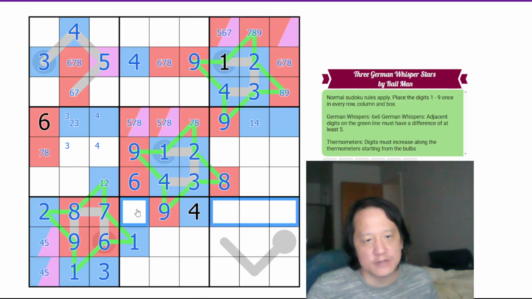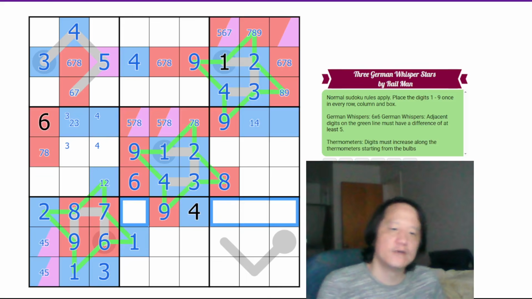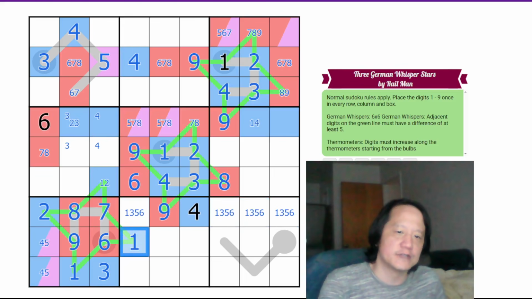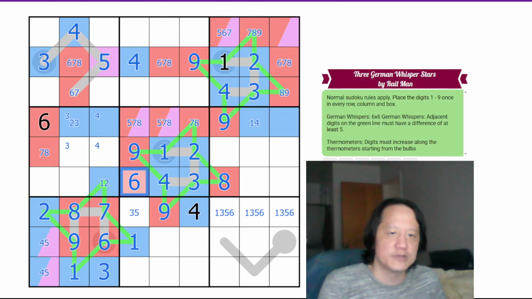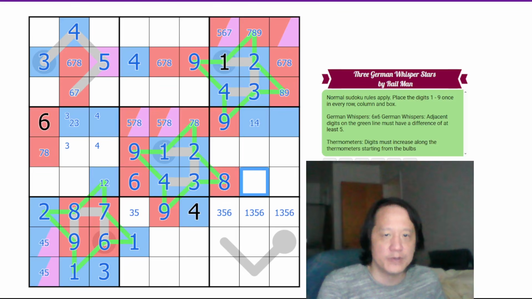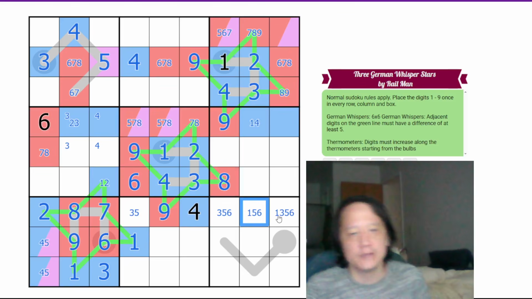Remaining digits of row 7. We have 1, 3, 5, and 6 remaining. No 1 or 6 here because of 1 or 6 in the column. No 1 here because of 1 in the column. No 3 here because of 3 in the column. And 1 has to be one of these 2 digits.